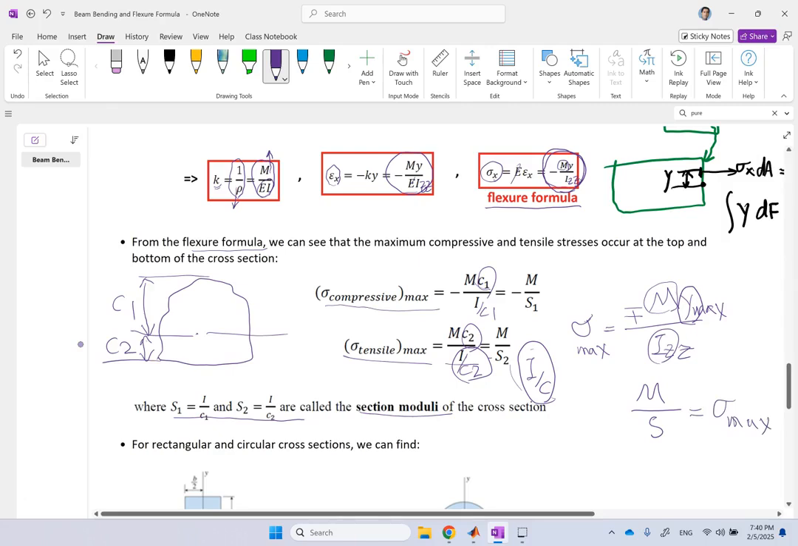Now, if it's 1, it's going to be compression max. If it's 2, it's going to be tension max. Okay, so you're going to see the flexure formula, the maximum of it, is also written like that.